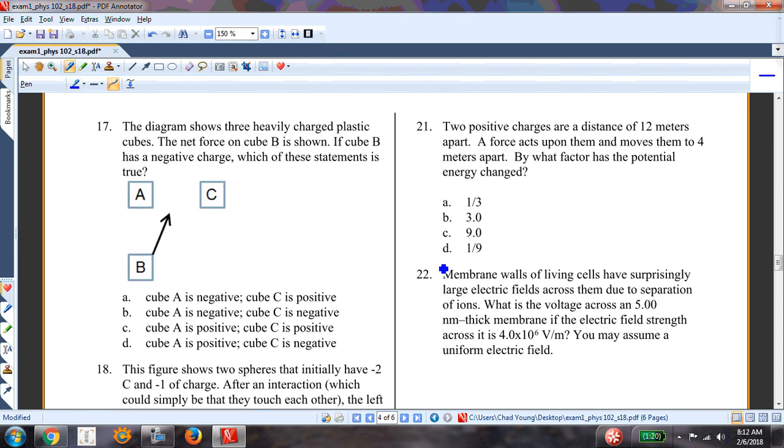This shows 3 heavily charged plastic cubes. The net force on B is shown. Cube B has a negative charge. Which of these statements is true? Well, the forces acting on it have to be in this direction and in this direction in order to get this net force vector. That means that it's attracted to both A and C, so A and C both have to be positive, so 17 is C.